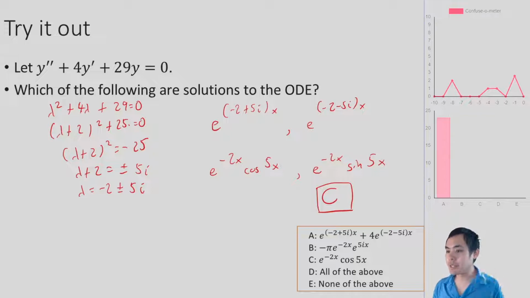So the first one is obvious. The second one, if you combine together the two exponents, you get minus 2 plus 5i. So yes, D. Yep, thanks for the catch. The answer here is D. It's all of the above, because all of these are just slightly different ways of writing solutions of this form.